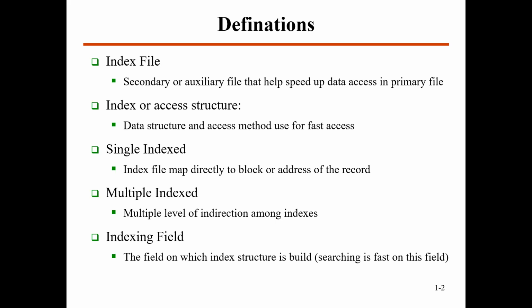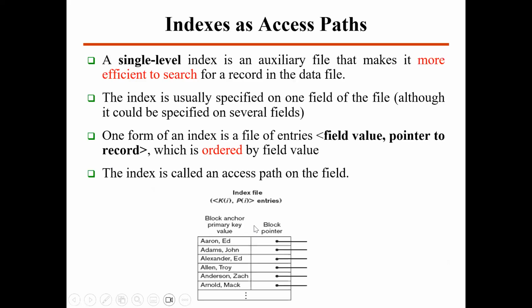Multiple level indexing means you have a data file over which you have an index. Because the data file is too huge, its index also becomes huge. It cannot be accommodated into the main memory either, so we create an index on the index. This is called multiple level, wherein you have multiple levels of indirection among the indexes.